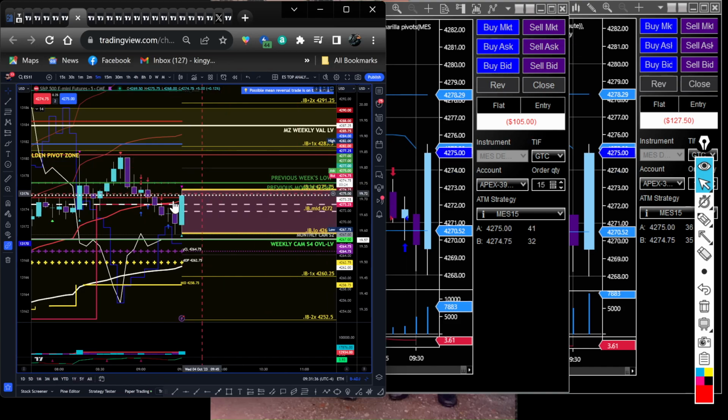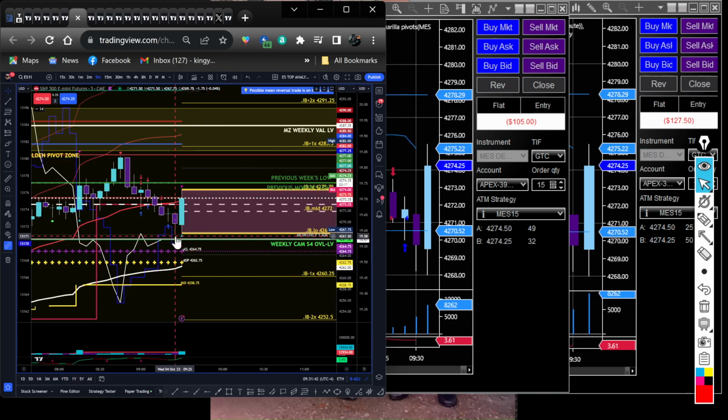So let's see how far this could get up. I have this blue line right here, that's the US dollar on the ES chart, and the VIX is this white line right here. See some real quick.